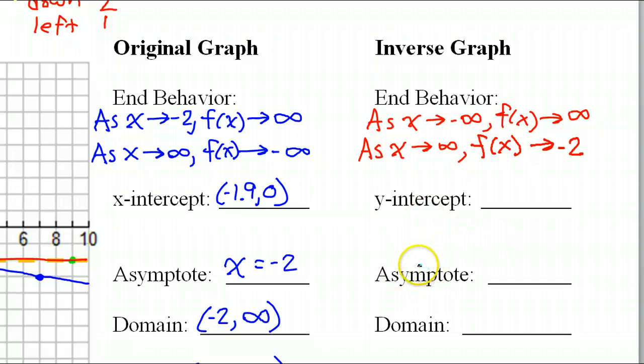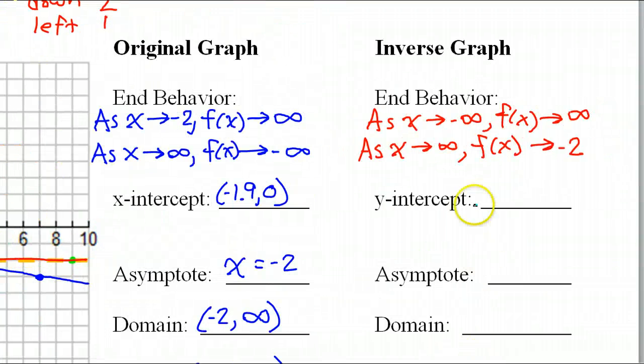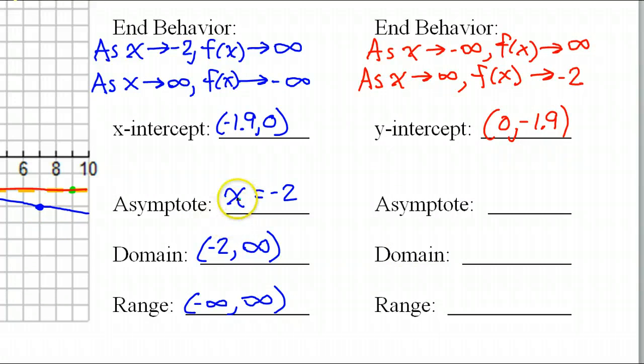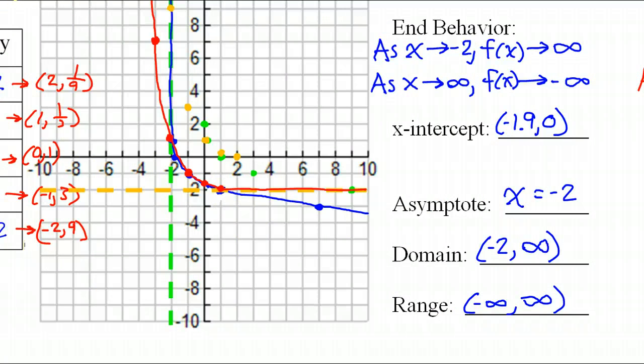Alright, the y-intercept is going to be similar to the x-intercept. Okay, see the y-intercept right here? But take a look. That seems to be 0, negative 1.9. So it's almost the same, only the x and y's are reversed. What would we have if I switched x with y right now? Well, I would have the horizontal asymptote, y equals negative 2. And that's what it is.